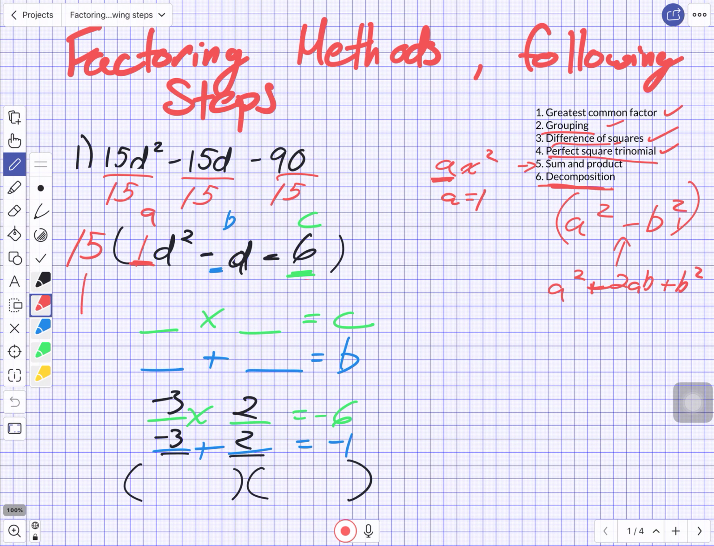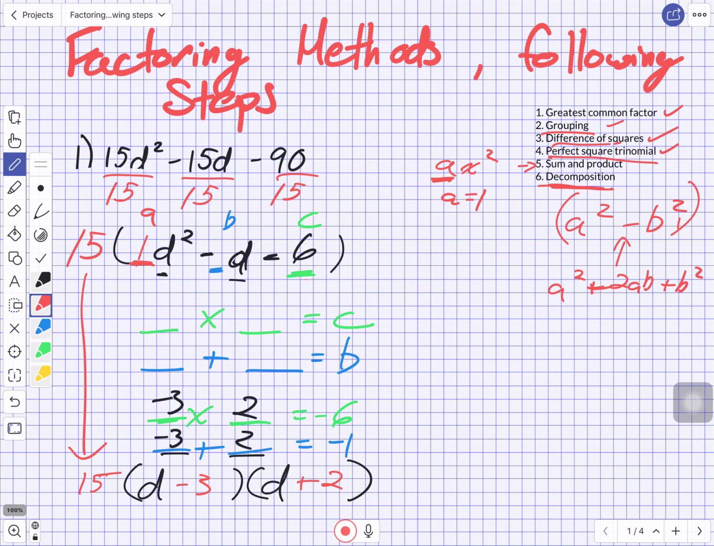So what's neat about sum and product is these two values actually become the constant terms in your set of brackets. Now, you still got to bring down your greatest common factor. The variable, which in this case is d, you can just put a d in the front of each of these binomials you're making. And then it doesn't matter which, but I can take -3 and put it into one bracket, and I can put +2 in the other.